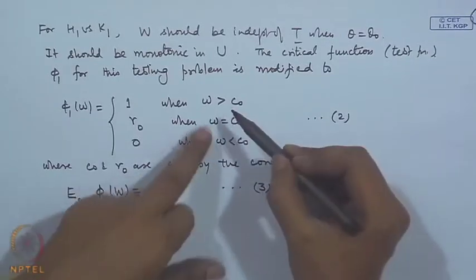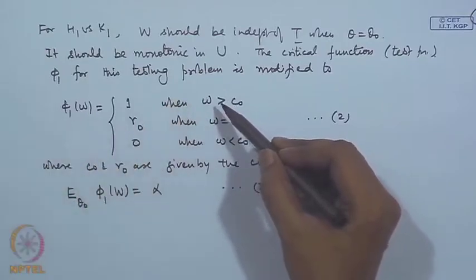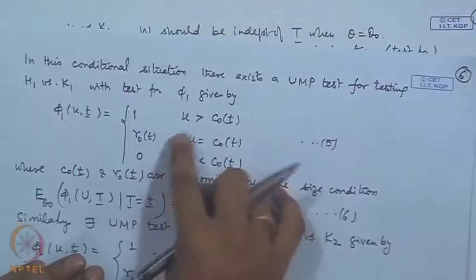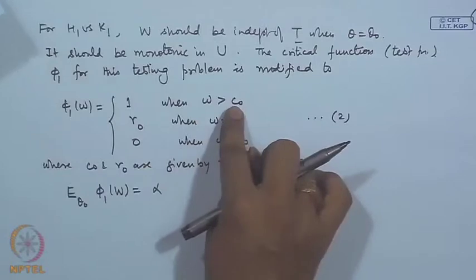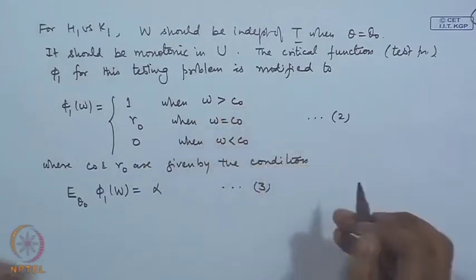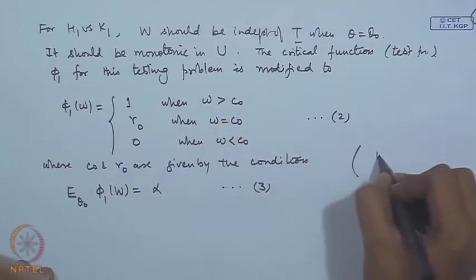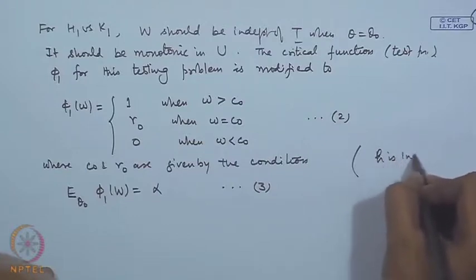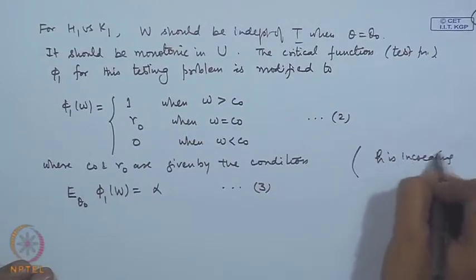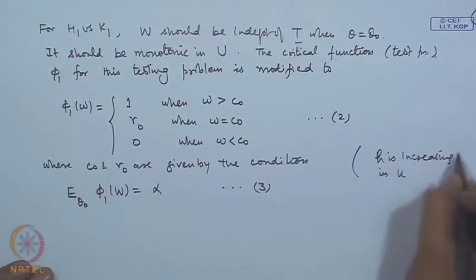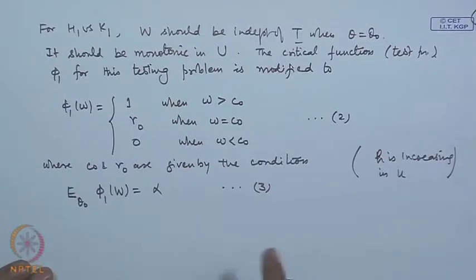One thing we should notice here, I have maintained the same sign, like here U was greater than c naught and here it is W is greater than c naught. If we do that, then we have assumed that h is increasing in U. If h is decreasing in U, then this will get reversed here.